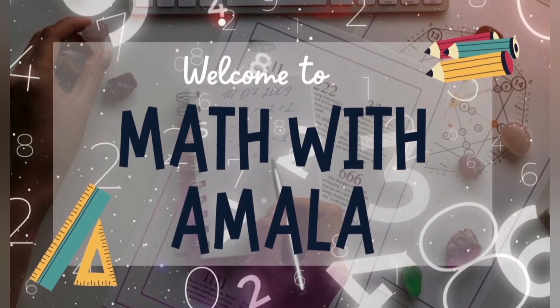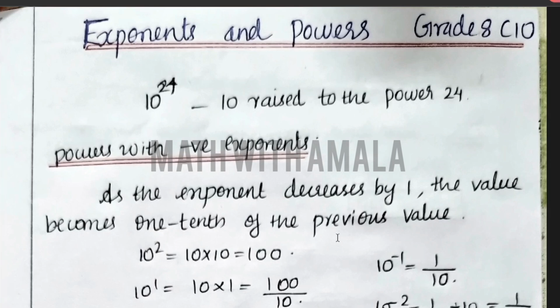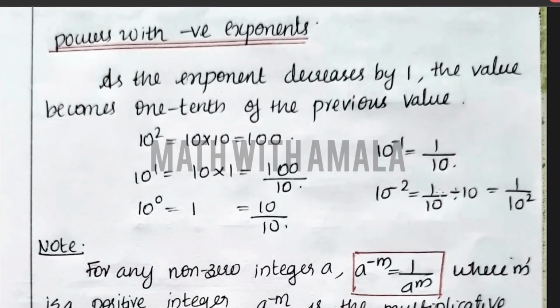Let's start a new part of your chapter. Number 10 of grade 8, exponents and powers. Let's take the exponent example 10 raised to 24, and it is normally called 10 raised to the power 24. Here the power is 24 and 10 is the base.